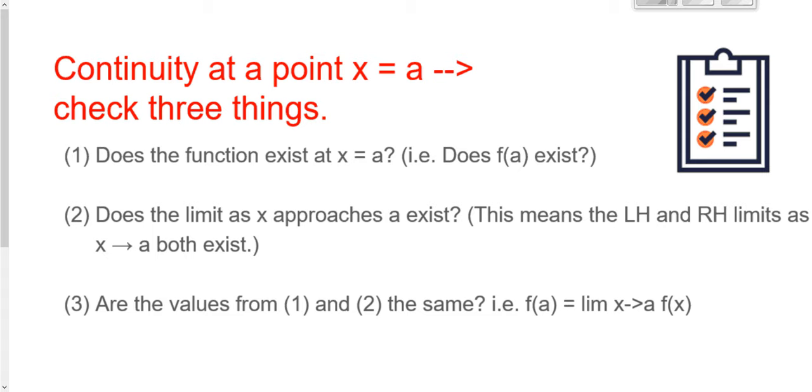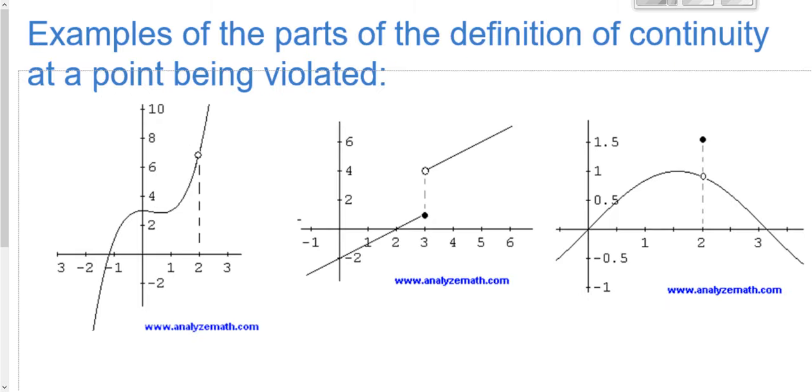And the third thing is that both the answer to part 1 and the answer to part 2 have to match. So the limit as you approach a is the same as the function value at a. Sometimes I refer to this as the 3-part definition of continuity, or the 3 pillars. And like any 3-legged stool, if any one of those does not hold true, the stool falls over, right? So all 3 of them have to be true.